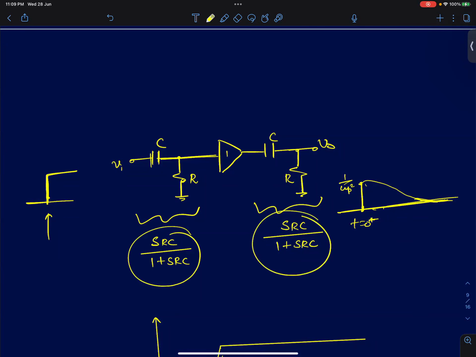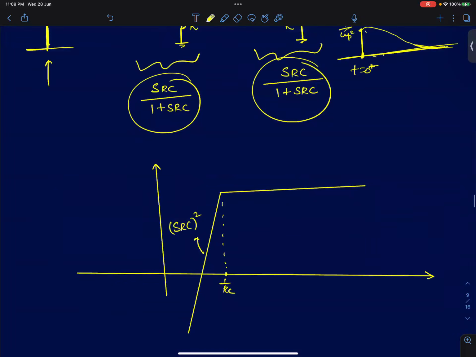If you draw the overall response, it's going to look like this. It's going to behave like a second-order differentiator for low frequencies because it's SRC the whole square. And when you encounter 1 by RC, there are two poles at 1 by RC, and both of them will cancel out the two zeros. So the response will be 1, or 0 decibels. At high frequencies, the gain is just 1.